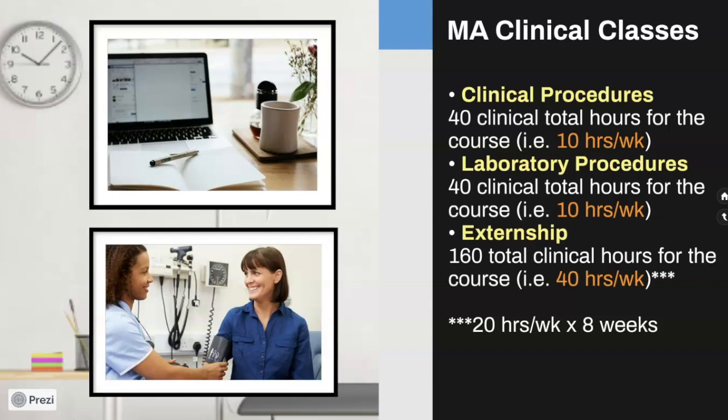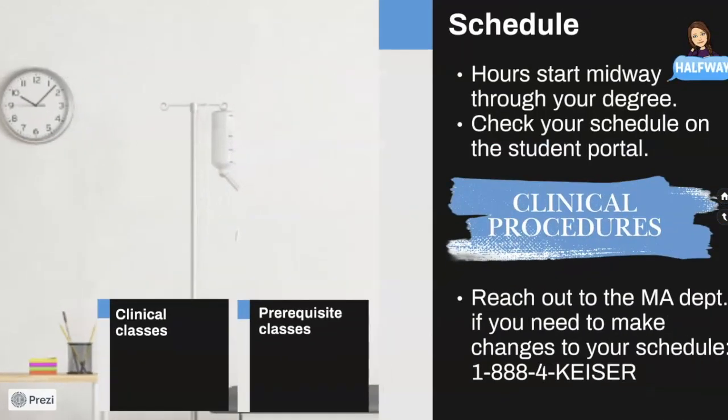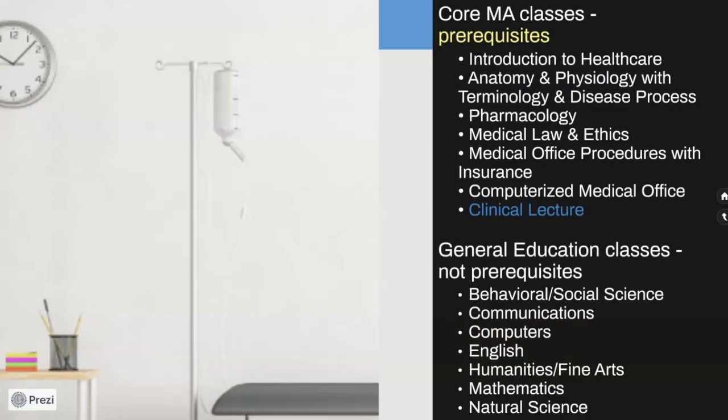However, before you can begin your clinical rotations, you do have what we call prerequisite classes. These are the 7 core medical assisting program class prerequisite courses, meaning they have to be successfully completed before you can begin your clinical rotations. You'll also have some general education courses you'll need to complete as a part of your program, but because they're not prerequisite classes, they may occur before or after your clinical rotations.